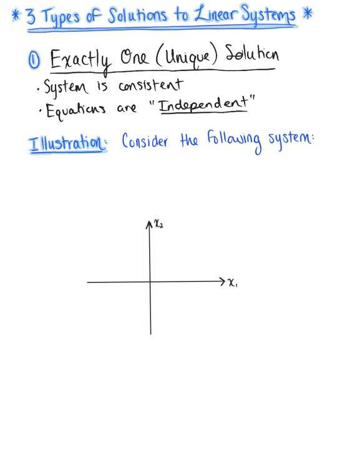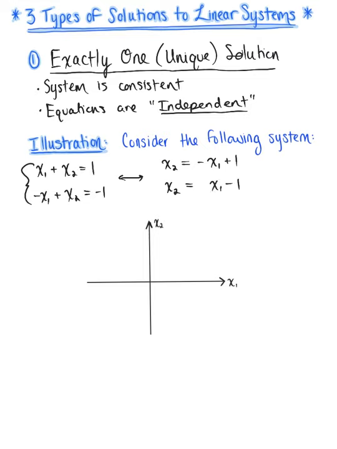So let's look at an illustration of such a linear system. Let's say that we are given the system x sub 1 plus x sub 2 is equal to positive 1. And equation 2 is defined as minus x sub 1 plus x sub 2 is equal to minus 1. So here's a beautiful system of linear equations. And since we want to think about this graphically, I'm going to rewrite this in an equivalent form, solving for x sub 2 in each case. So we have x sub 2 is equal to minus x sub 1 plus 1. And equation 2 becomes x sub 2 is equal to positive x sub 1 minus 1.